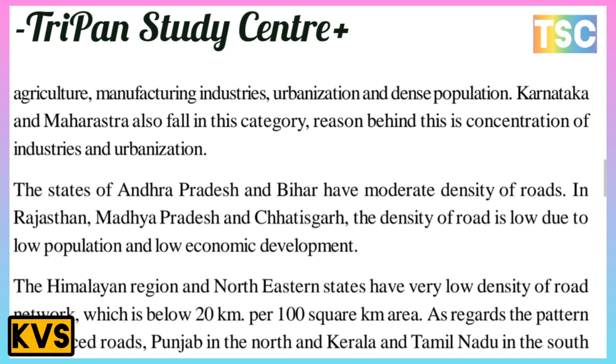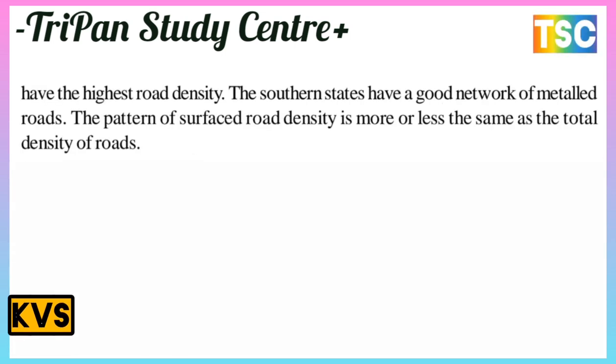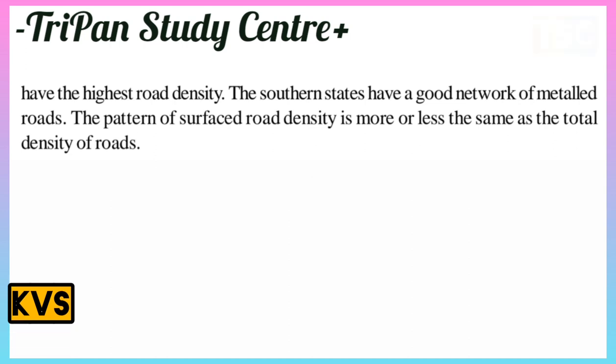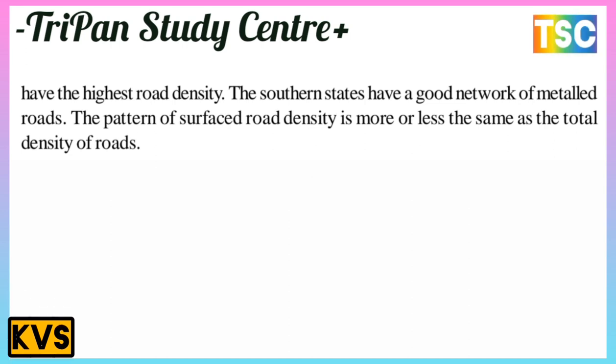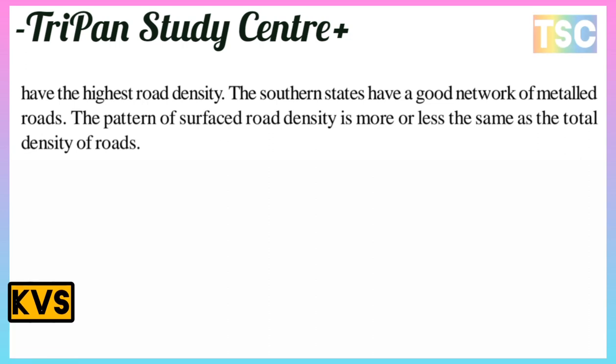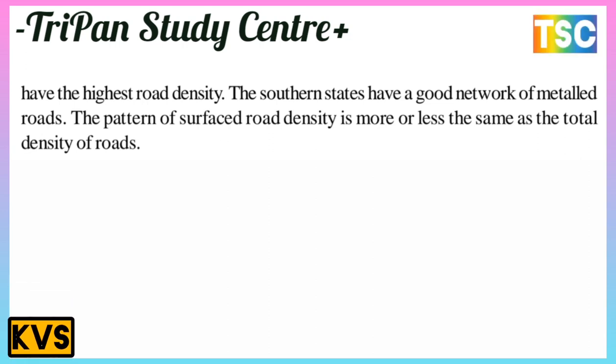As regards the pattern of surface road, Punjab in the north and Kerala and Tamil Nadu in the south have the highest road density. The southern states have a good network of metalled roads. The pattern of surface road density is more or less the same as the total density of roads.